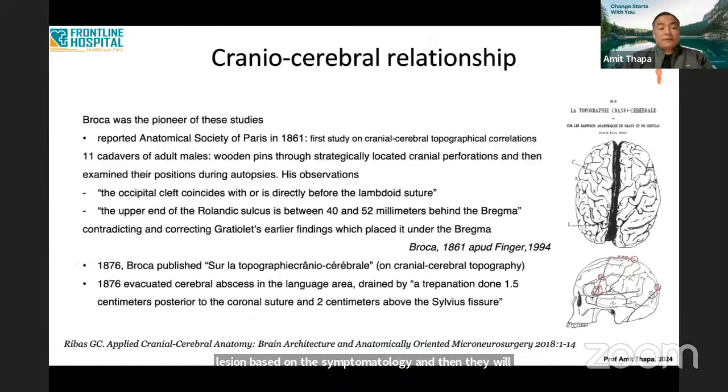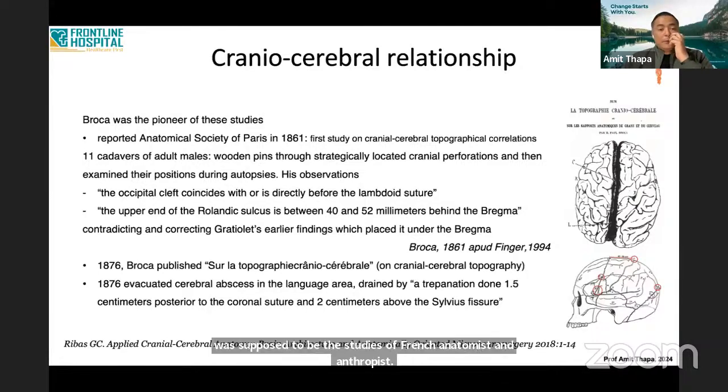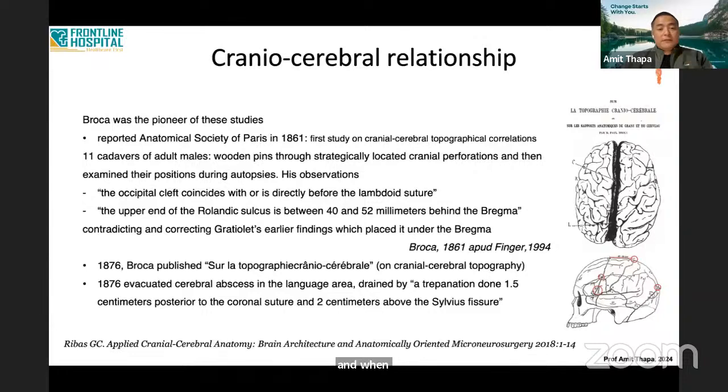Well, it will always be very important to quote the name of Pierre Paul Broca, who was supposed to be the pioneer of these studies, a French anatomist and surgeon. And when he reported in 1861 the first study of craniocerebral topography correlation, he had very strategically placed wooden pins through cranial perforations and then examined their position at autopsy, so that he could make an observation which is still true to date.